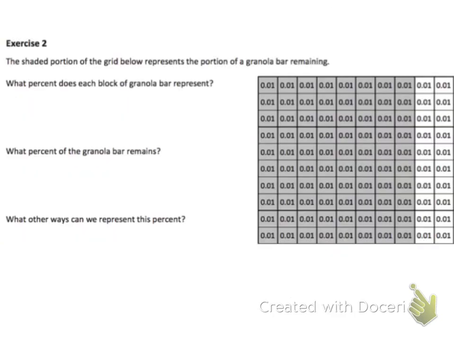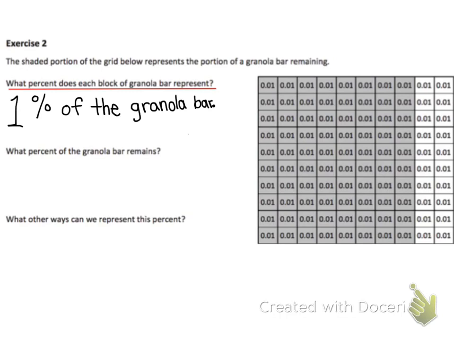Exercise 2. The shaded portion of the grid represents a portion of granola bar remaining. What percent does each block of the granola bar represent? So each block of the granola bar represents 1% of the granola bar. I know that, right? It's 100, and it's 1 because they're asking for each unit out of 100. So 1 out of 100 is 1%.